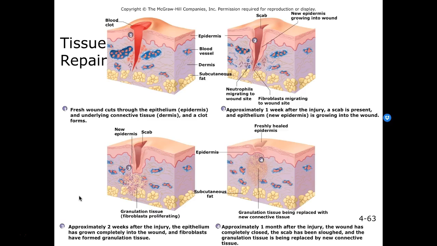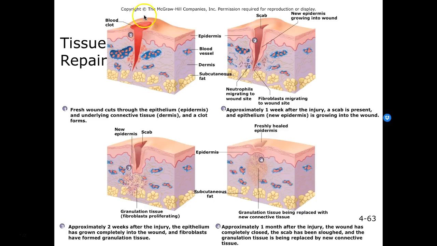Do I have another picture here? I do. Let's discuss it here in this tissue repair figure. I thought I had a figure number here for you. This is figure 4.8 in your textbook. So this is an example of mostly primary union.